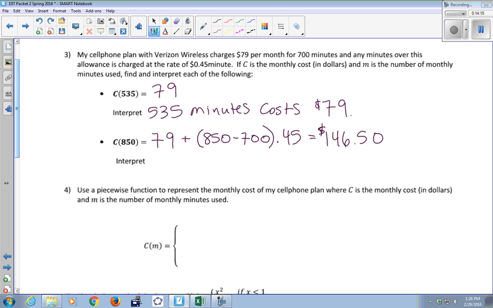Okay. So my interpretation is that 850 minutes costs $146.50.